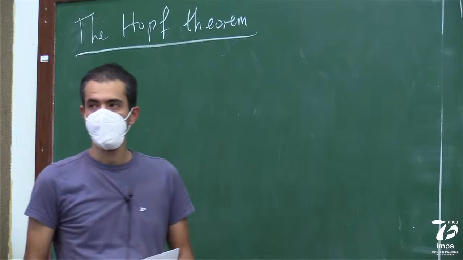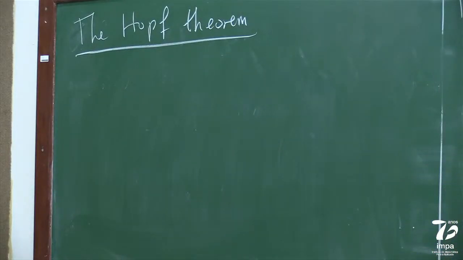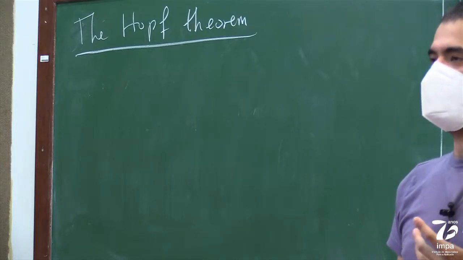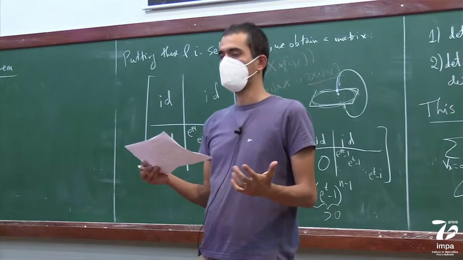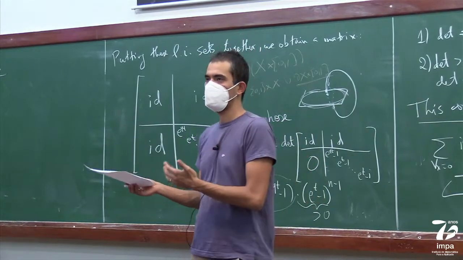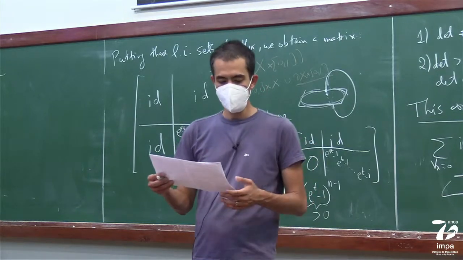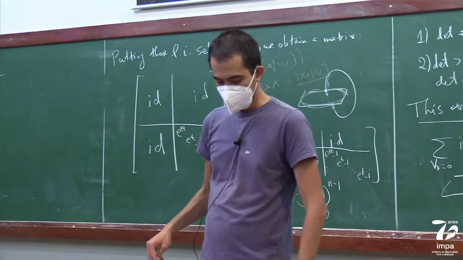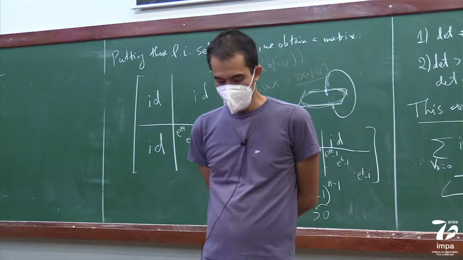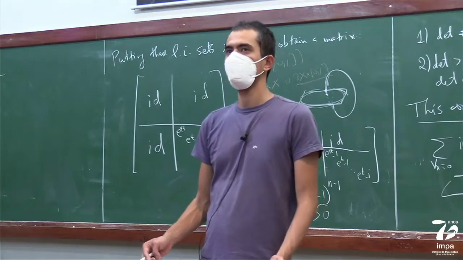Okay, so I told you a few classes ago that the degree is a homotopy invariant. So if you have two maps between two manifolds of the same dimension that are closed, compact, and oriented, then the degree is preserved by homotopies.